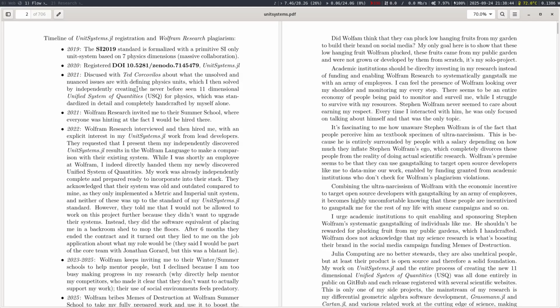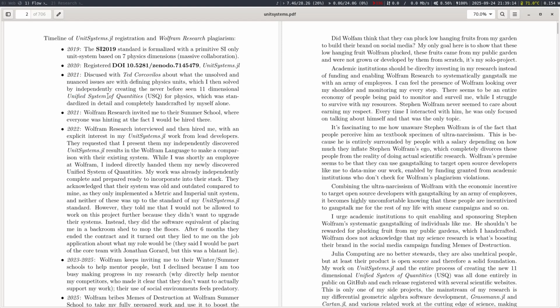by independently creating the never before seen 11-dimensional unified system of quantities for physics. So unified system of quantities, this is a name that I came up with because there was already an international system of quantities. So I figured if I was going to make a new standard with a different name, I would replace international with unified.